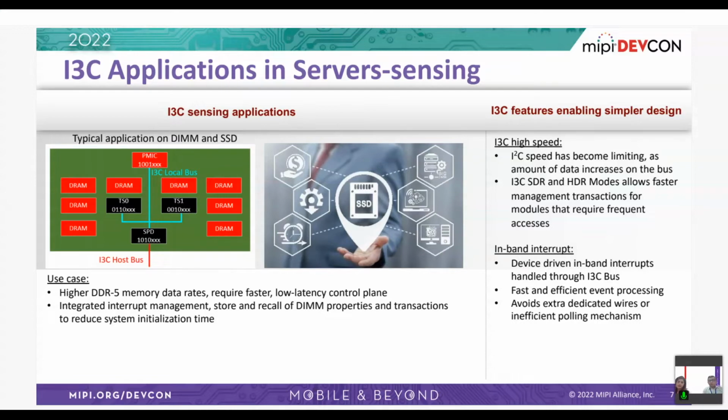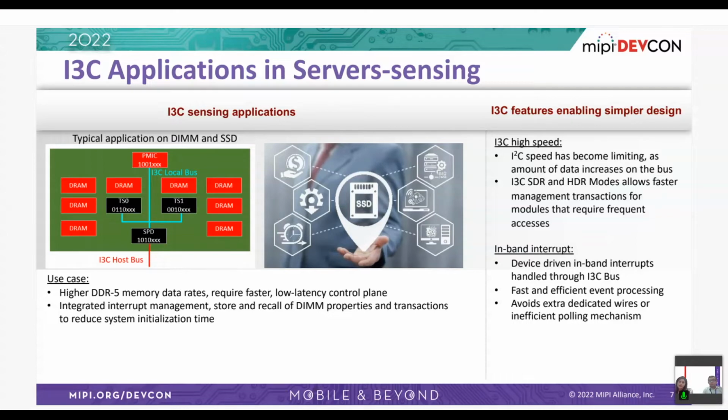As you can see on the right hand side, I2C speeds have been limiting. With the scalability comes the fact that as the DRAM business grows and the speed requirements increase, I3C with the SDR and HDR modes allows faster management and frequent accesses to each of the memory modules.